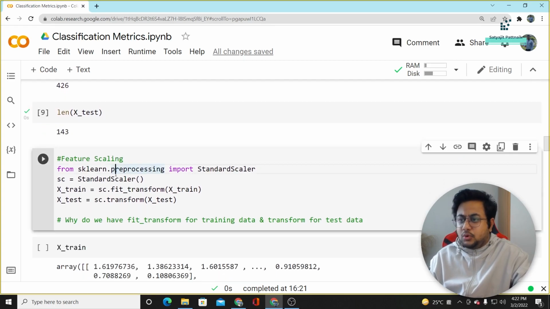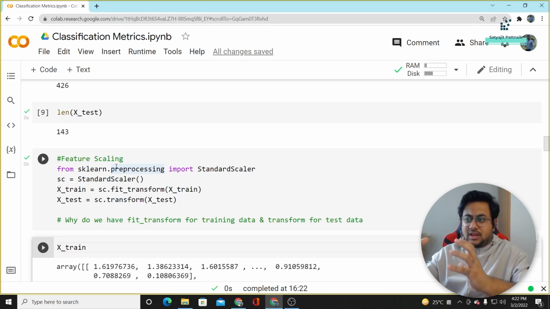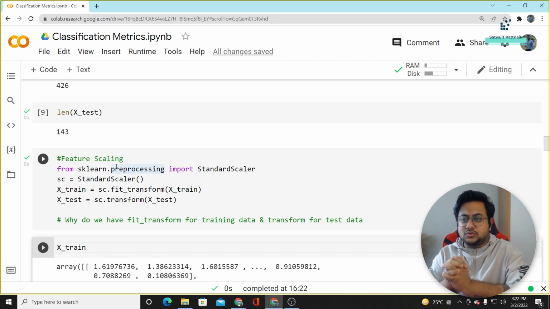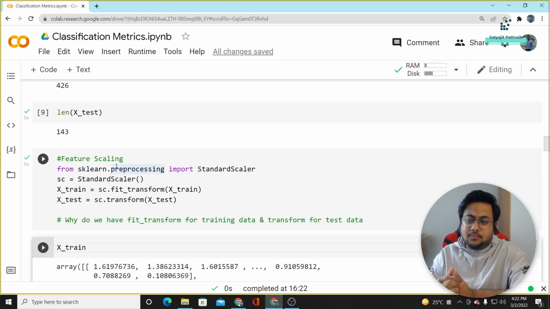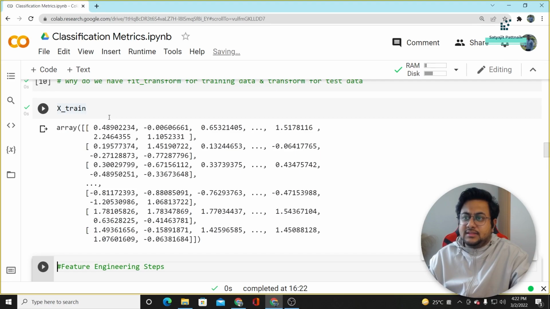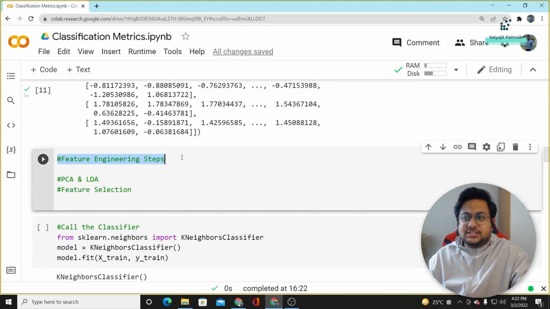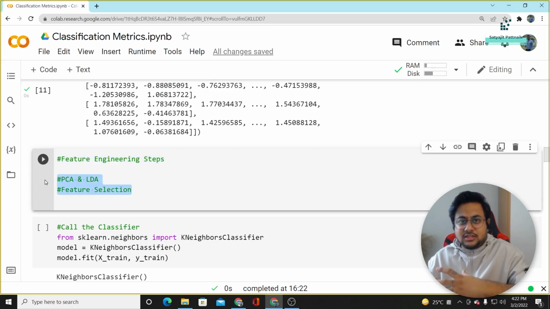After that, I am running the feature scaling part where I am scaling down the values. What exactly is feature scaling? Probably I'll explain it in another video, not in this video. So I'll move ahead, and this is how my scaled data looks. The feature engineering steps I have kept empty because it will be a very lengthy process.